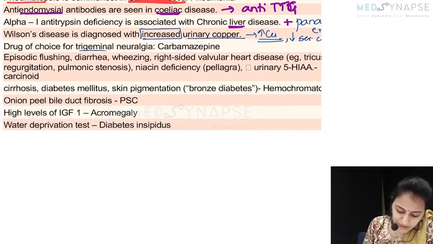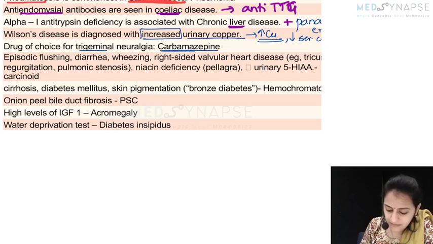Drug of choice for trigeminal neuralgia is carbamazepine. Right, carbamazepine for trigeminal neuralgia.